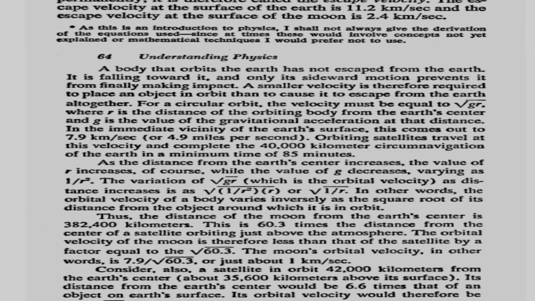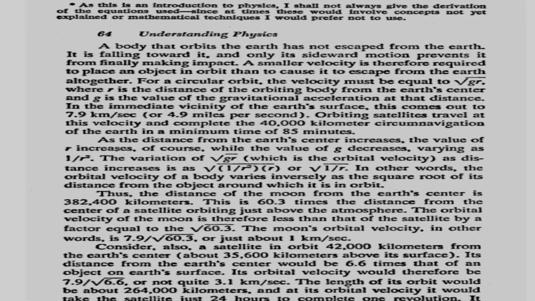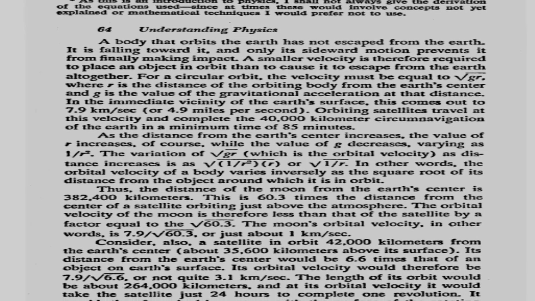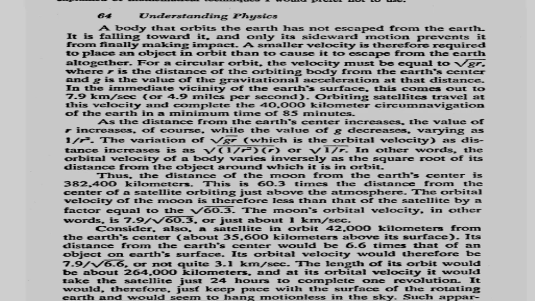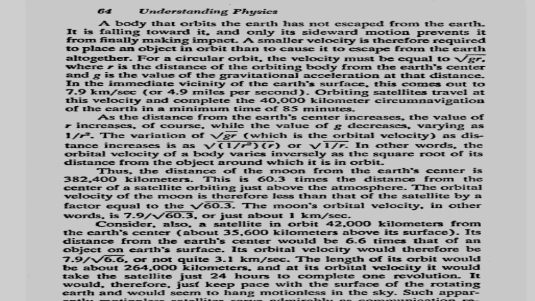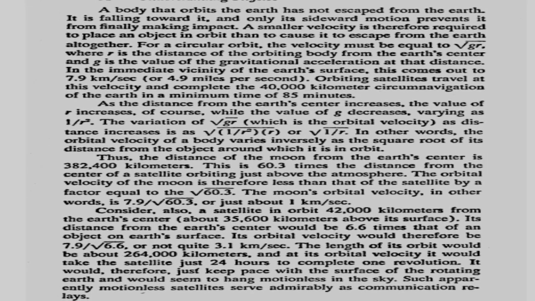Thus, the distance of the Moon from the Earth's center is 382,400 kilometers. This is 60.3 times the distance from the center of a satellite orbiting just above the atmosphere. The orbital velocity of the Moon is therefore less than that of the satellite by a factor equal to the square root of 60.3. The Moon's orbital velocity, in other words, is 7.9 divided by the square root of 60.3, or just about 1 kilometer per second.